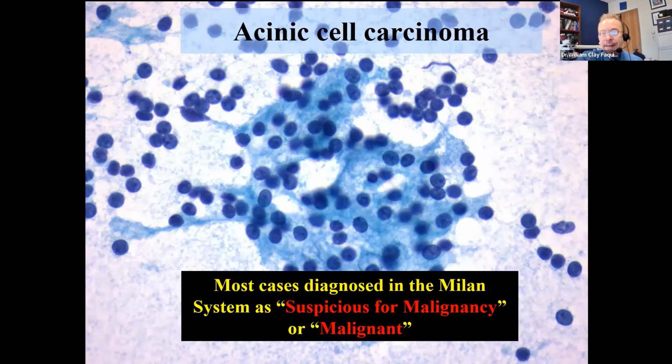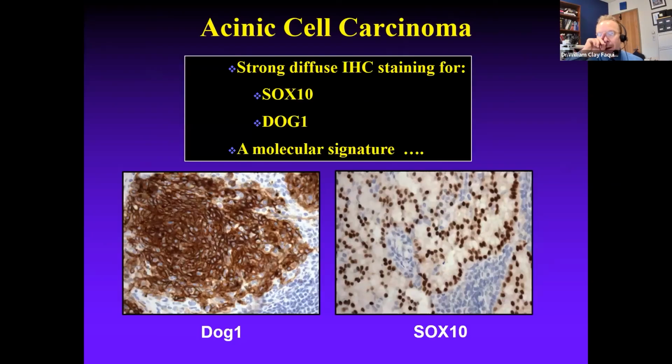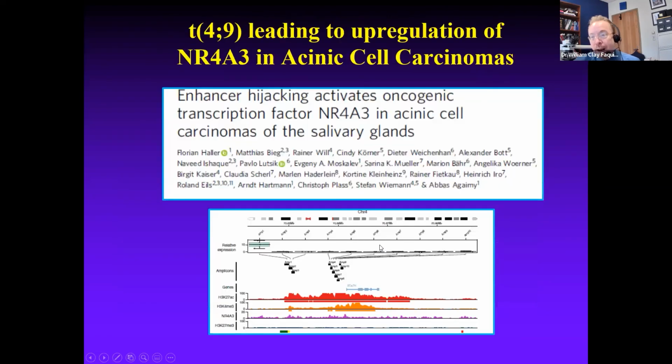Acinic cell, I've already alluded to this. This is a classic cytology of acinic cell. If you do immunostains, that's usually good enough. They're strongly positive for DOG1 and SOX10, as well as that new antibody, the NR4A3 antibody works great.